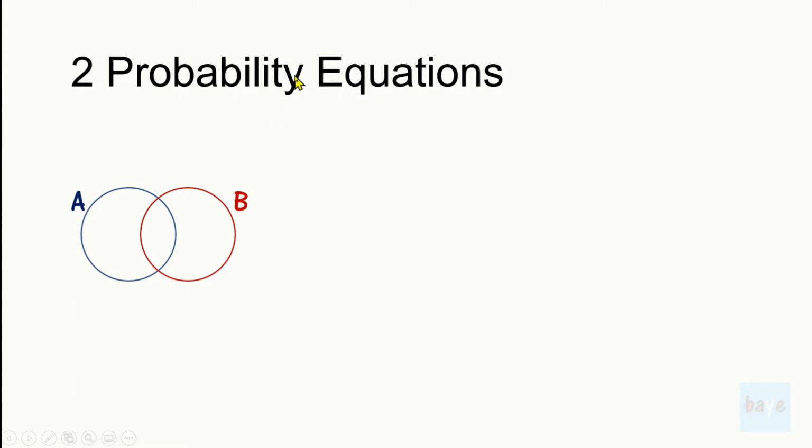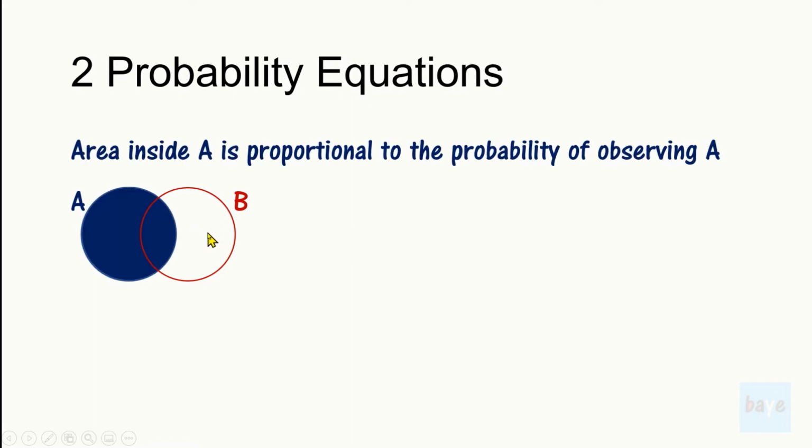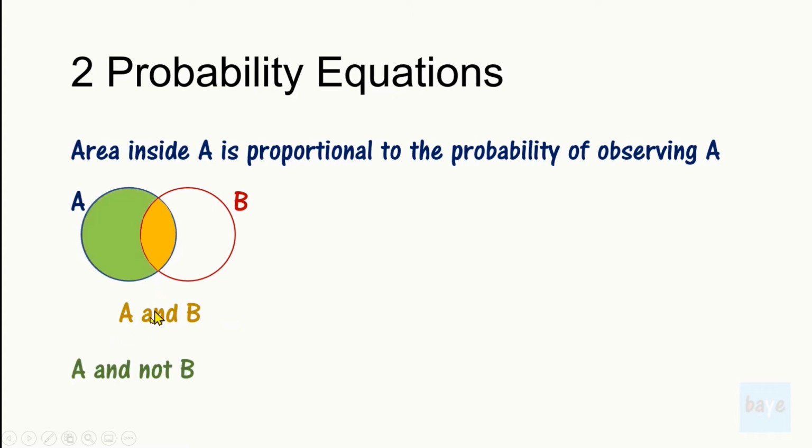For a quick refresher, let's take a look at the Venn diagram. Here we have circle A and B. Circle A is representing the probability of observing some event A. The area is proportional to the probability, so the bigger the area, the more likely it's going to happen. We see that B crosses A and divides it into two parts. We have the inner part, which is the probability of observing both events, A and B, and we have the probability of just observing A, but not B.